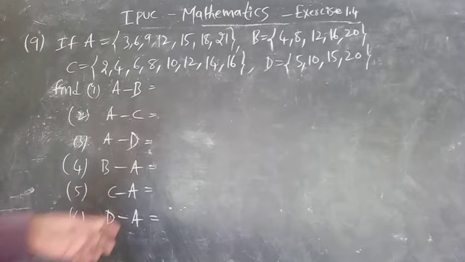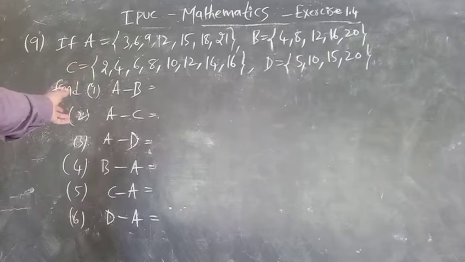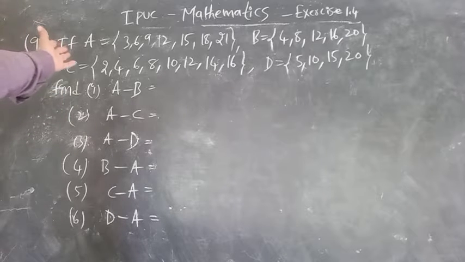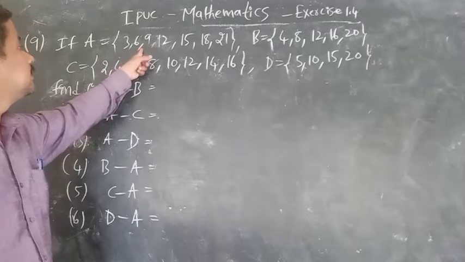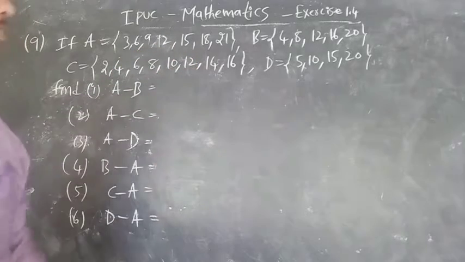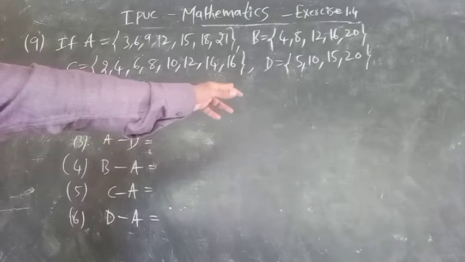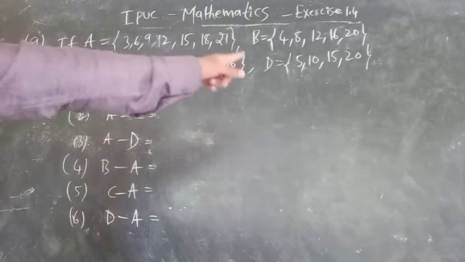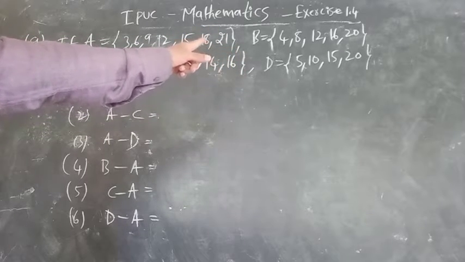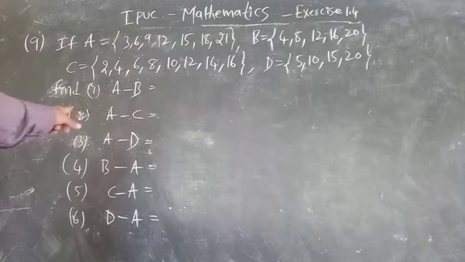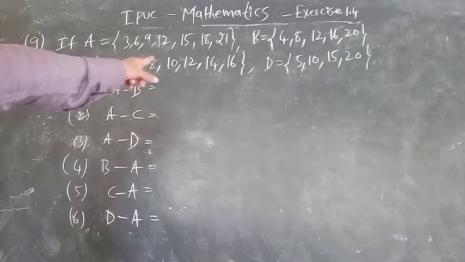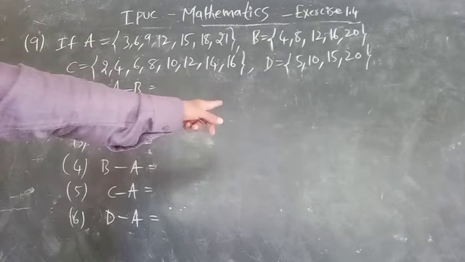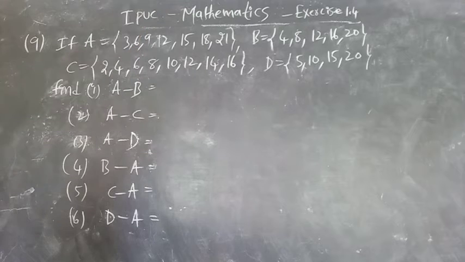So my dear students, next question number 9. A matrix A set is given like this. A set: 3, 6, 9, 12, 15, 18, 21, and B set: 4, 8, 12, 16, 20. Okay. Next C set: 2, 4, 6, 8, 10, 12, 14, 16. D set: 5, 10, 15, 20. So here A, B, C, D sets are given.